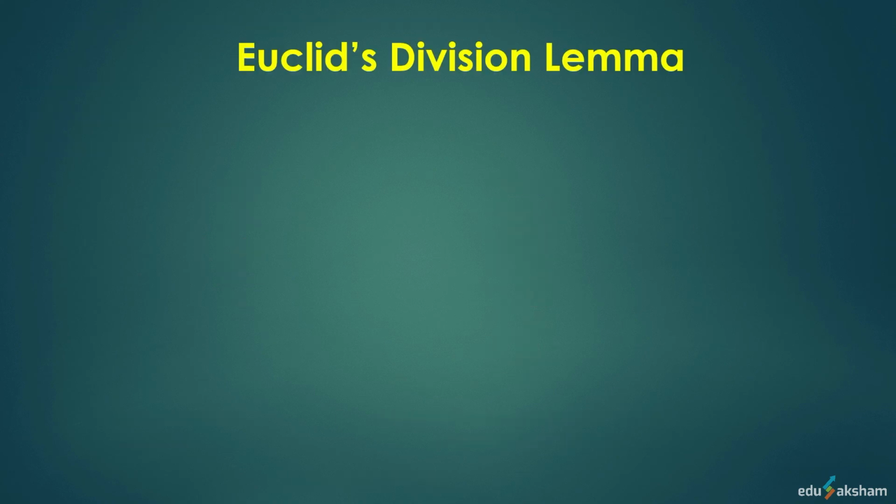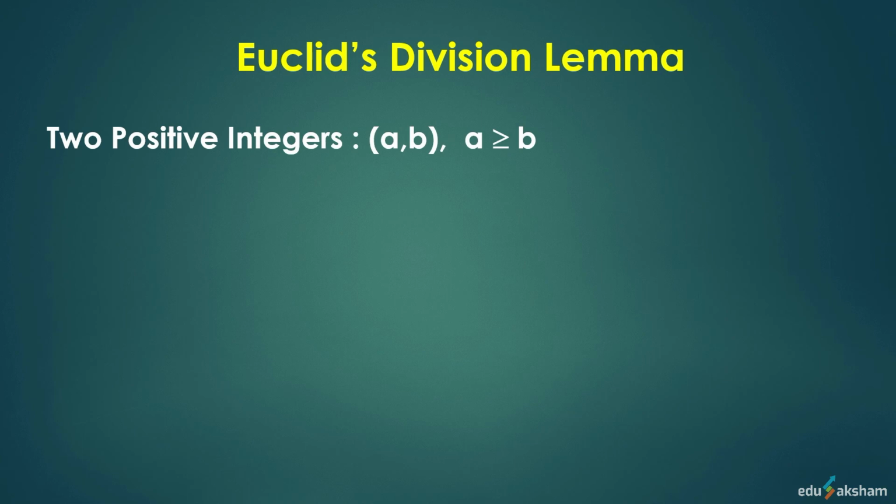According to Euclid's division lemma, if there are two positive integers a and b such that a is greater than or equal to b, then there exist two unique integers q and r such that a equals b times q plus r, where r is greater than or equal to 0 and less than b. Now let us understand what these terms a, b, q and r represent.